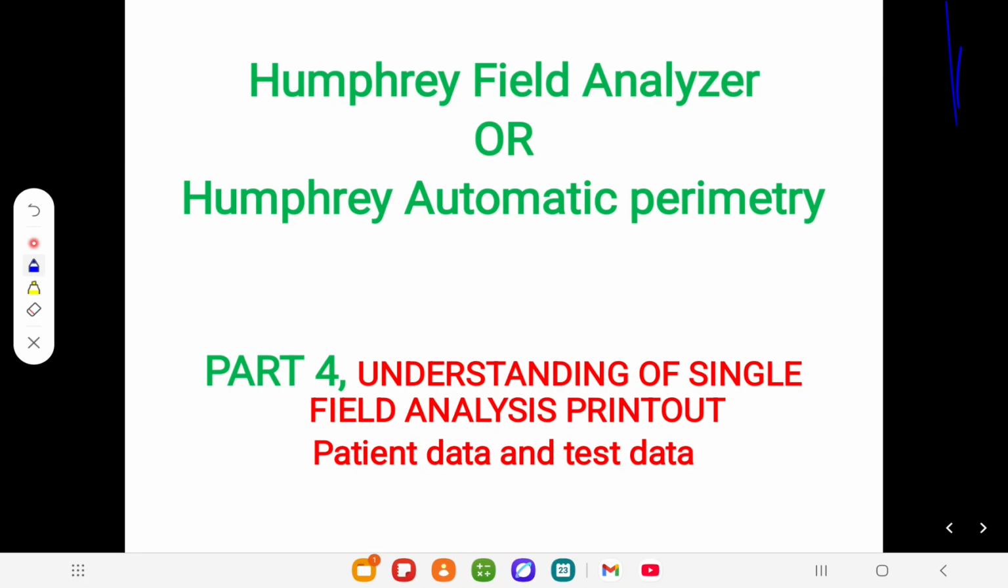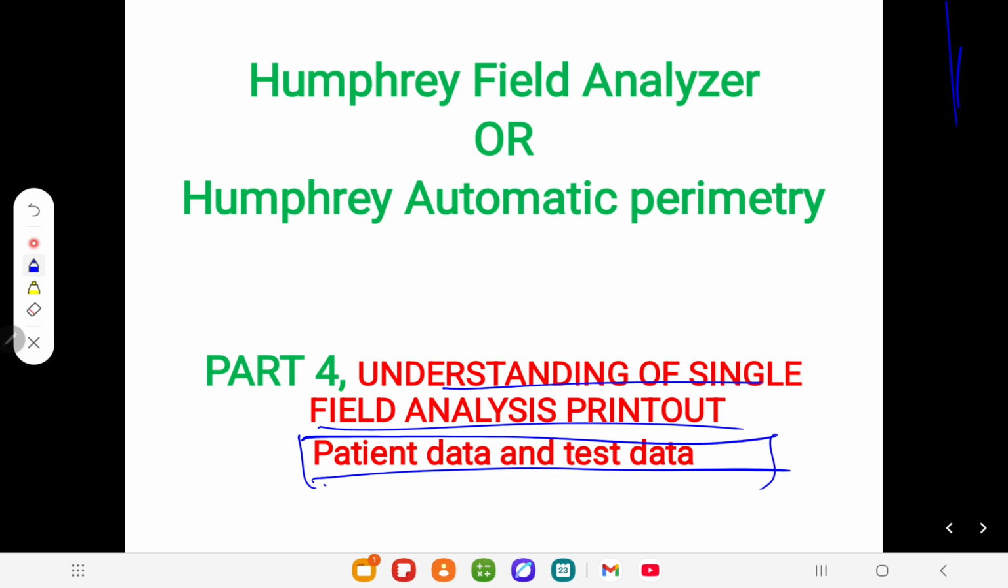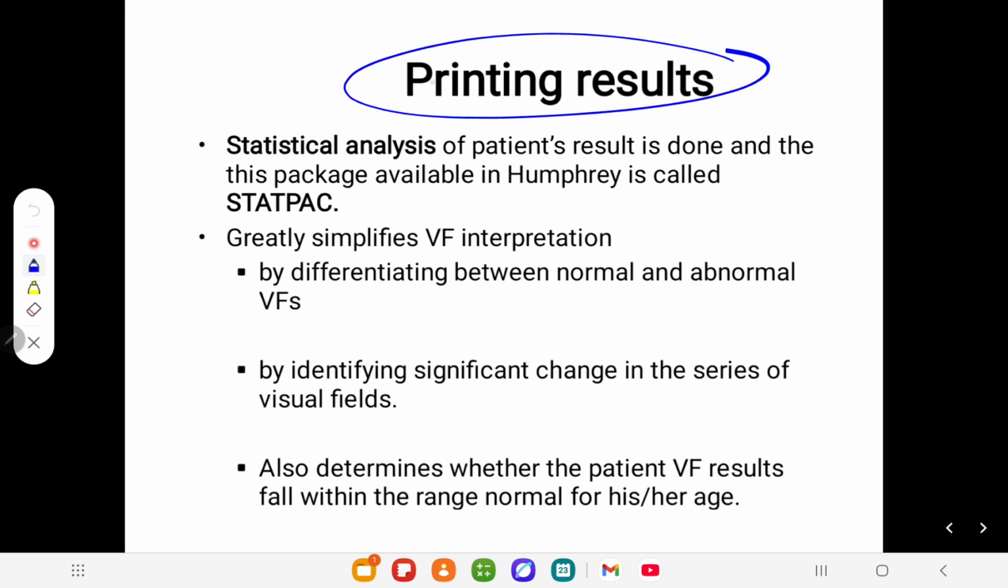Okay, here we go. AVF part 4. And in part 4, we are going to start from the understanding of single field analysis printout. And today we are just going to discuss patient data and test data. So this video is basically a gross outline of single field analysis, and the main topic is patient data and test data. Okay, what is the printout result?